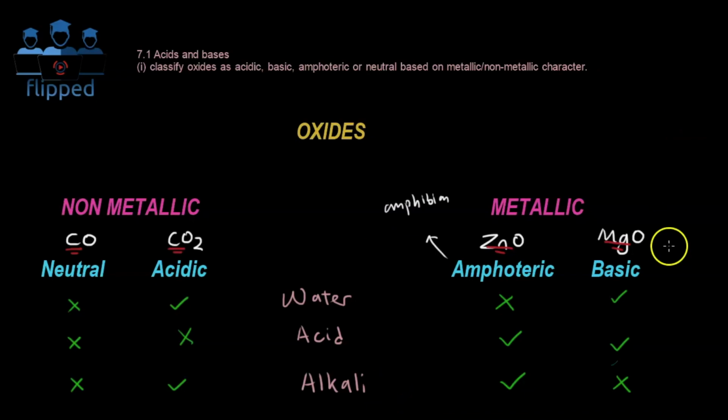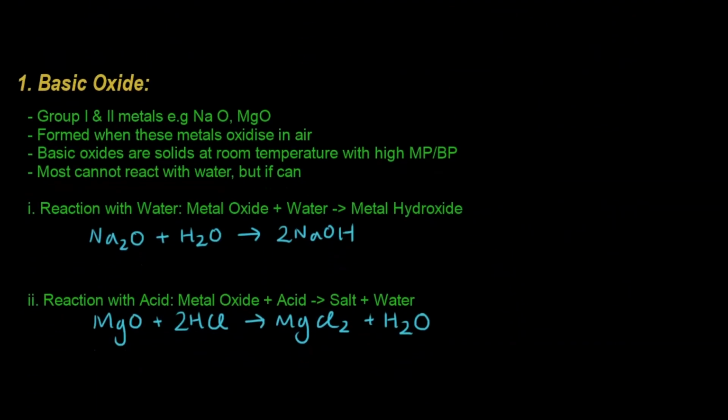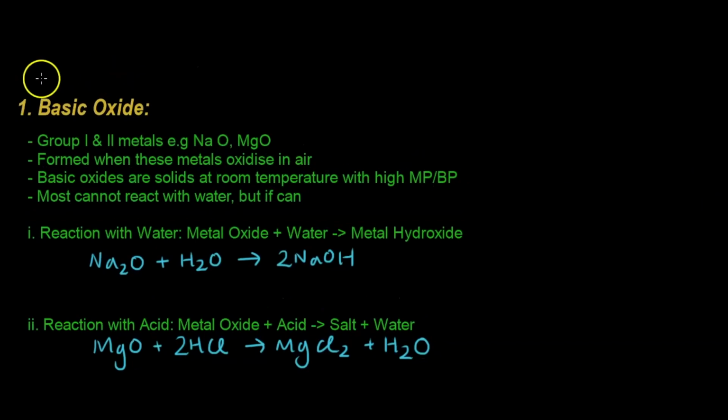So this is just a rough mind map for what's about to come next. We will go into details one by one. We'll begin with basic oxide. Basic oxides are really just group 1 and group 2 metals. So you can see that I have sodium oxide here. Sodium is from group 1. Magnesium is from group 2.